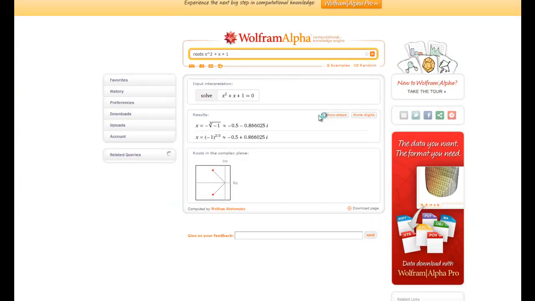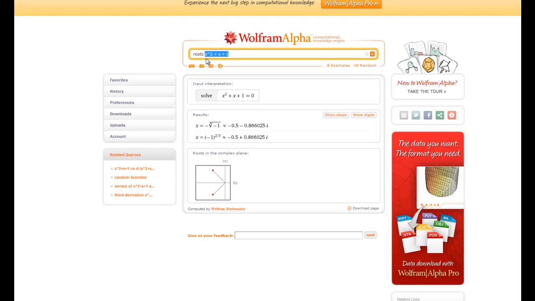So let's compute the roots of x squared plus x plus 1. And we see that there are two roots. There's half plus something times i, and there's half plus negative that thing times i. So it was the case that a plus bi was a root if and only if a minus bi was a root. And then looking at this picture, we see it's true that the roots were distributed symmetrically across the real axis. So that's one example.